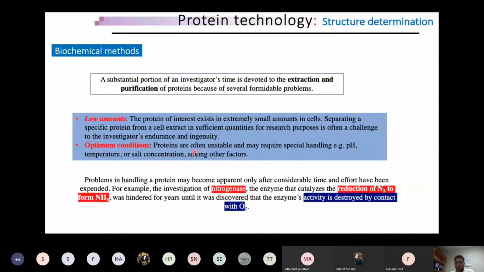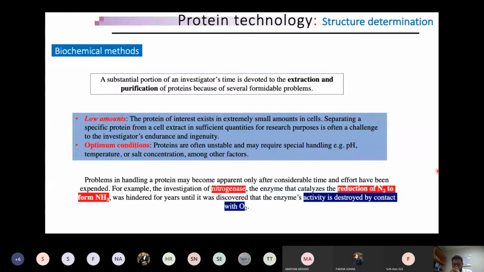So when you talk about protein, it's not simply taking those proteins out from the cell and then letting them show what they are exactly. In order to do that, you have to have all these parameters fixed before doing all these things. So these are two critical steps: low amounts and optimal conditions, and because of that, still a major portion of the time is somehow dedicated to extraction and purification technology. We will talk about extraction and purification technologies shortly.